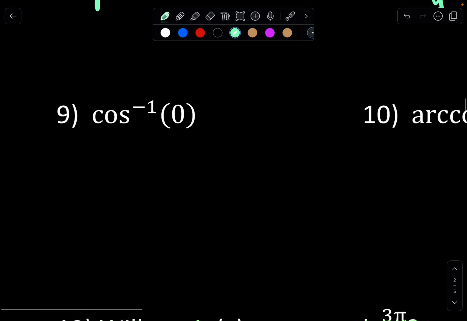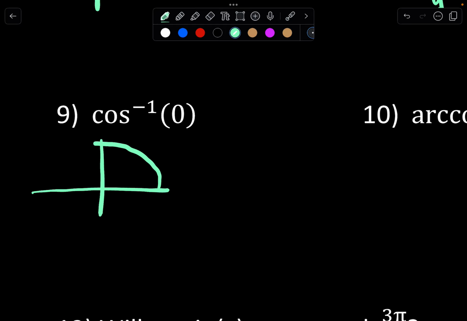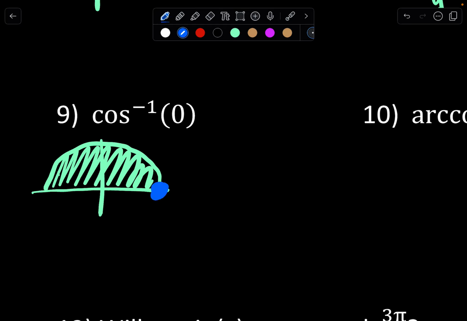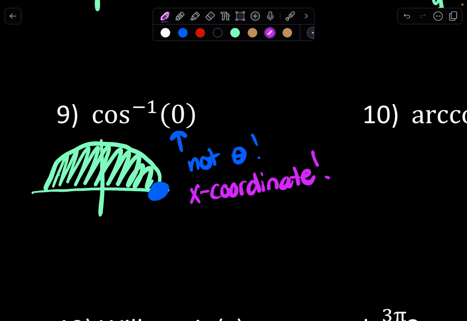All right, number 9, we have arc cosine of 0. Okay, so now we're back to arc cosine. This only exists in quadrants 1 and 2. A common misunderstanding is that, oh, 0 is going to be over here, all right? This is an inverse trig expression, which means the input is not an angle. It's not theta. Because it's arc cosine, it's actually going to be an x-coordinate on the unit circle. So this is an x-coordinate on the unit circle.